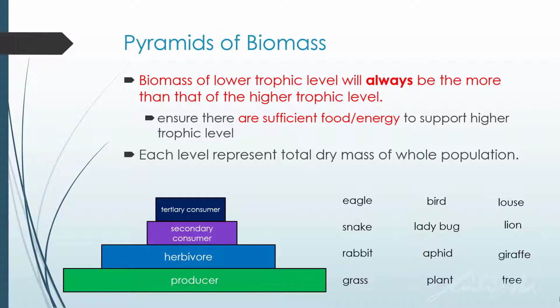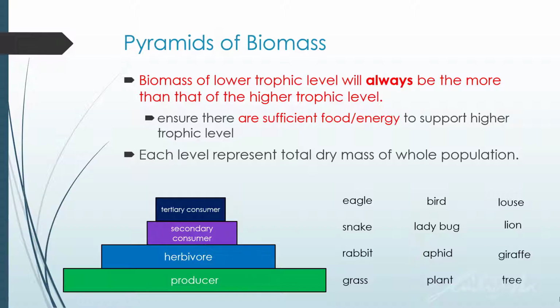So that's about it for the pyramid of biomass. It's pretty straightforward. For the grass, you have a lot of grass, more than the rabbits. That's why the biomass is more than the rabbits. For the plant, even though the number is less than the aphids, a large gigantic plant compared to the aphids has more biomass than the aphids. As for the tree, you need a large tree to be able to support the giraffe, to provide it with enough leaves for the giraffe to survive. That's why the biomass is more.